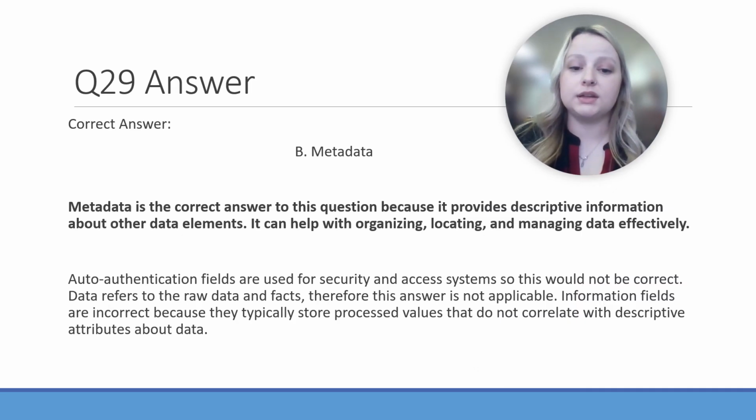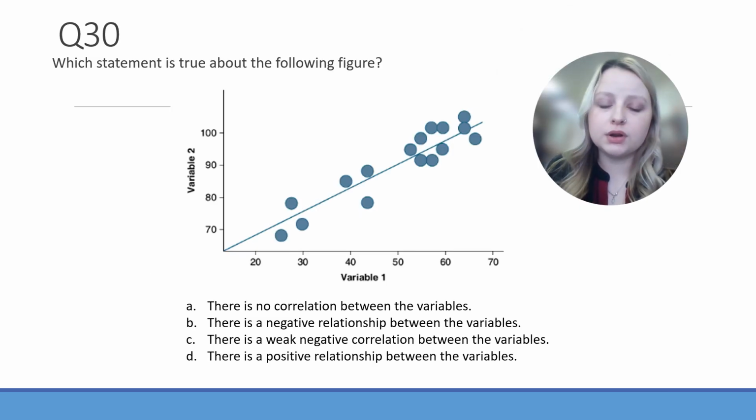Metadata. Metadata is the correct answer to this question because it provides descriptive information about other data elements. It can help with organizing, locating, and managing data effectively. Auto-authentication fields are used for security and access systems, so that would not be the correct option. Data refers to raw data and facts, therefore that answer is also not applicable. And then information fields are incorrect because they typically store process values that do not correlate with descriptive attributes about data.